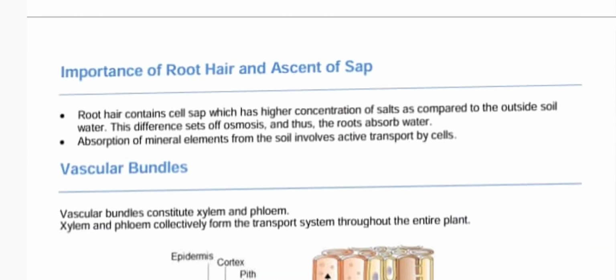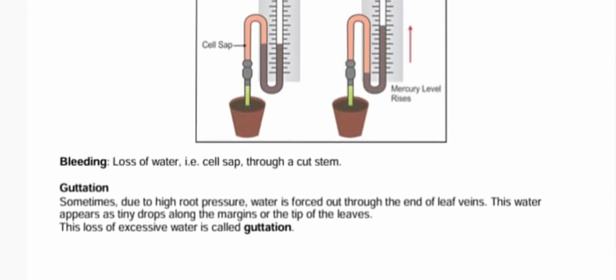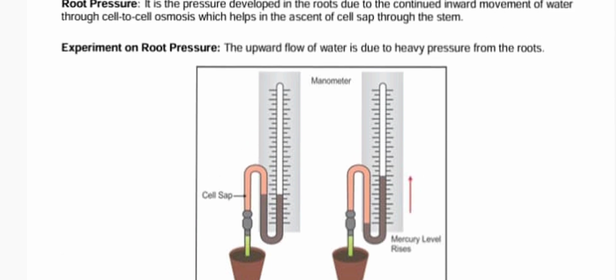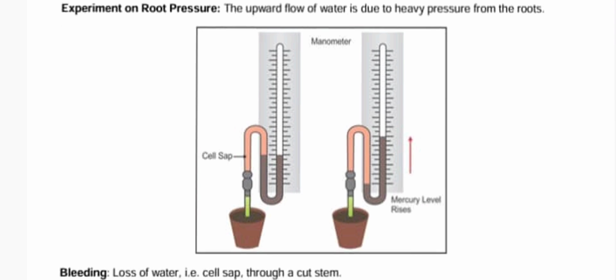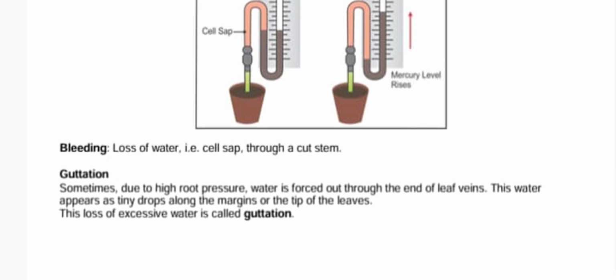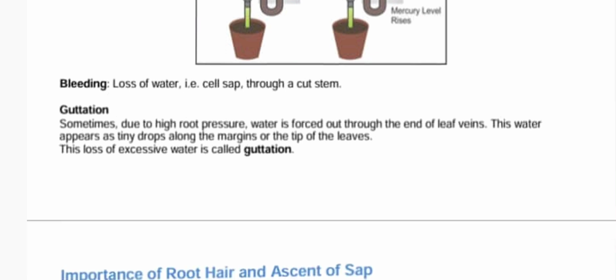Now you can see a potometer. This is a device used to measure the total intake of water, as the total water transpired is approximately equal to the total water intake. Bleeding is the loss of water from a cut stem. Bleeding can be easily learned: when we get hurt somewhere, when we get a cut, the blood comes out. So when water comes out with cell sap, it is known as bleeding.